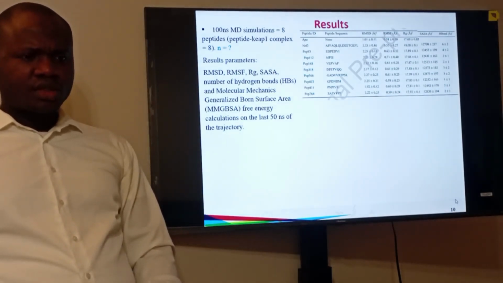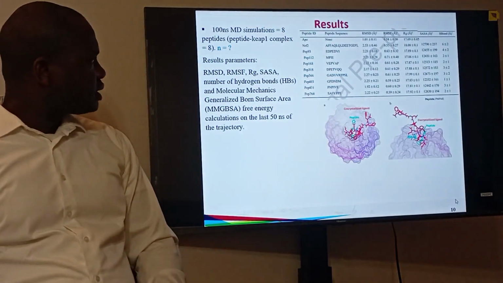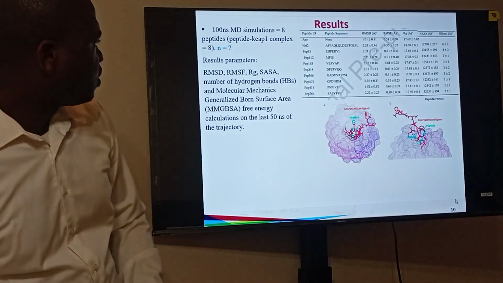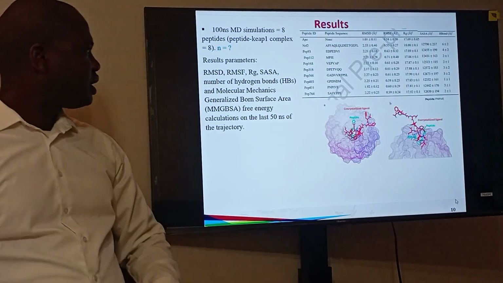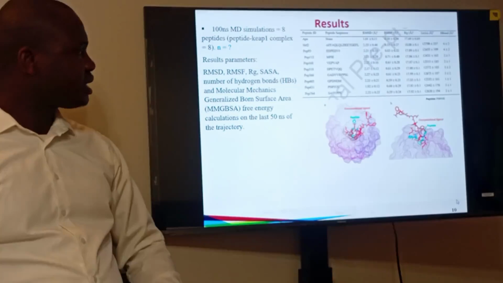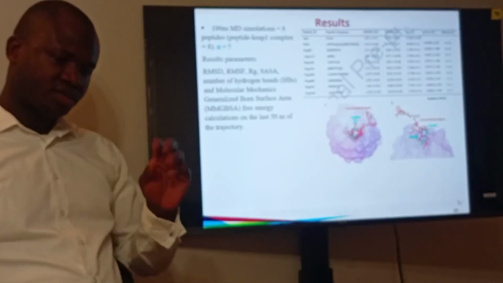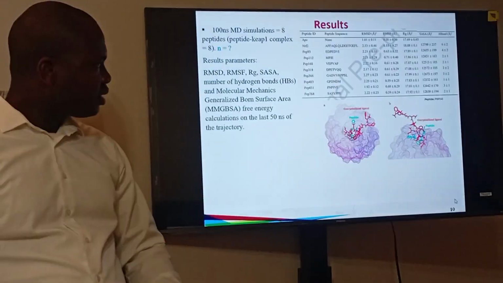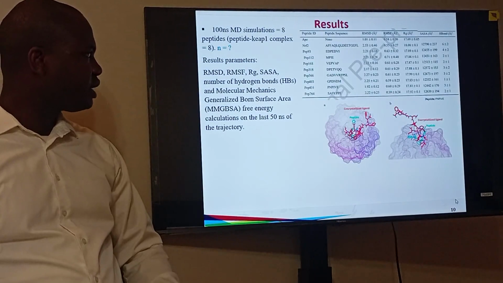Okay, so they find out that this particular peptide, the one with PNPIVE, has the overall stability in terms of RMSD. It has the lowest RMSD, that is, the structure does not fluctuate. And you can also see all the RMSF are within almost the same range.